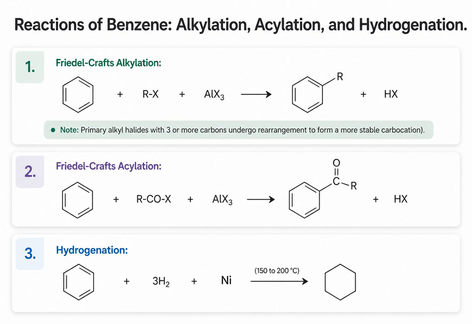However, beware that primary alkyl chains with 3 or more carbons will rearrange to form a more stable secondary or tertiary carbocation before attaching to the ring. To avoid this, use Friedel-Crafts acylation with an acid halide to form a phenyl ketone, which does not rearrange. Finally, under extreme conditions with hydrogen and a nickel catalyst, benzene can be fully hydrogenated to cyclohexane.